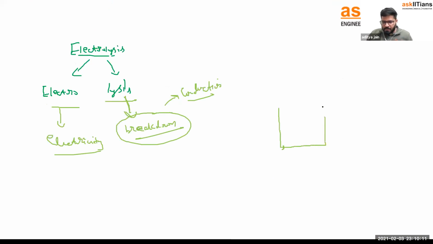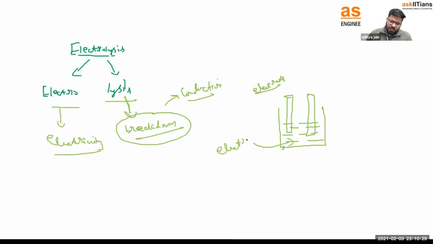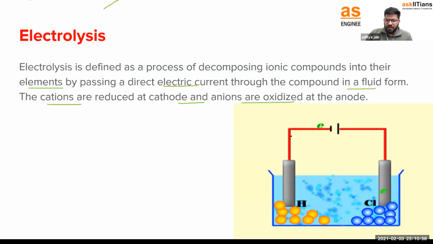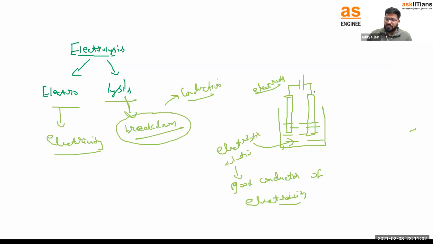If I go deeper into this topic, see, this is a liquid solution present here. It has two rods which are known as electrodes. This is known as the electrolytic solution, which is a good conductor of electricity. It should conduct the current so that it can break into ions. The electrodes are connected to a cell or any device, or it can be connected to a battery.